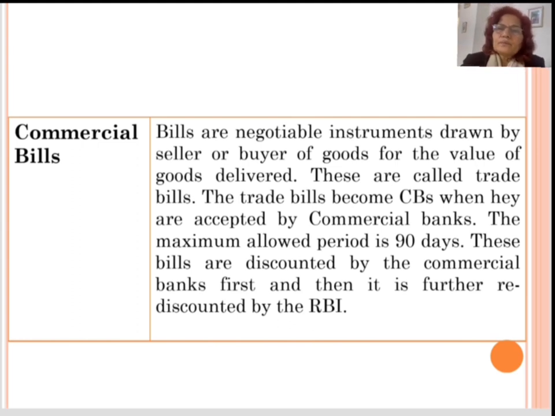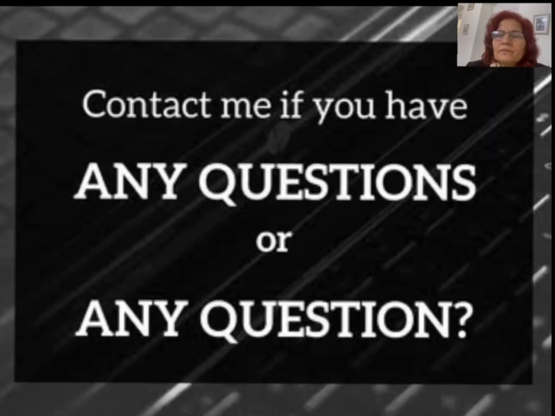The traded bills become commercial bank deposits also when they are accepted by commercial banks. So they can also become a kind of deposit if accepted by commercial banks. The maximum allowed period is 90 days. These bills are discounted by commercial banks first, and that is further rediscounted by Reserve Bank of India. So the commercial bills are first discounted by the commercial banks, and again discounted by Reserve Bank of India. If goods are traded through banks, the money used for the payment of trading of specified types of goods is called commercial bills. So thank you very much.